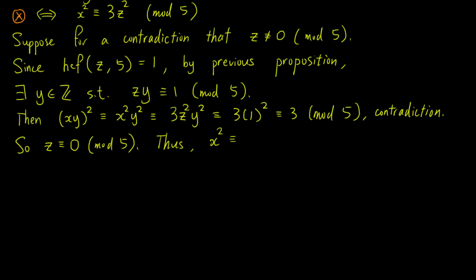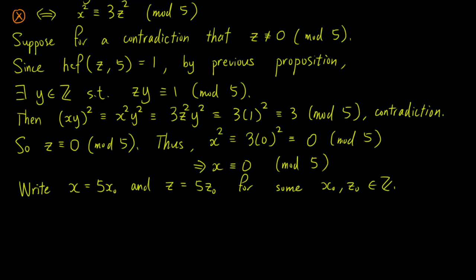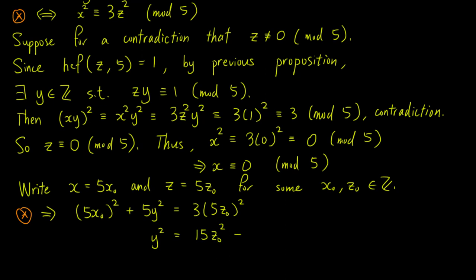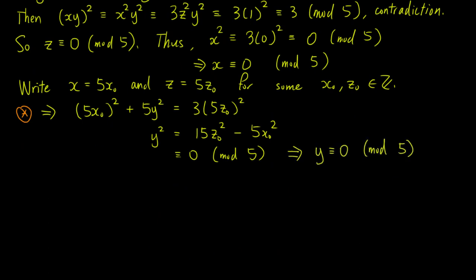Thus, x squared, which is congruent to 3 times 0 squared, is congruent to 0 mod 5. This implies that x is congruent to 0 mod 5, which is clear from the previous example. Now, we can write x equals 5 times x naught and z equals 5 times z naught for some integers x naught and z naught. Now, we can substitute these expressions into star to get (5 times x naught) squared plus 5 times y squared equals 3 times (5 times z naught) squared. Then y squared is equal to 15 times z naught squared minus 5 times x naught squared, which is congruent to 0 mod 5. Again, this implies that y is congruent to 0 mod 5.